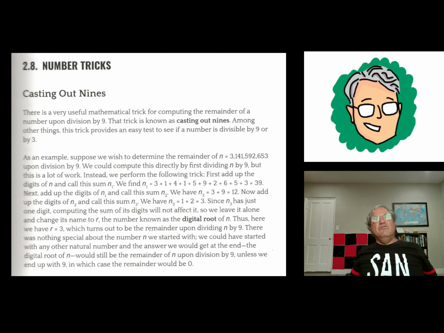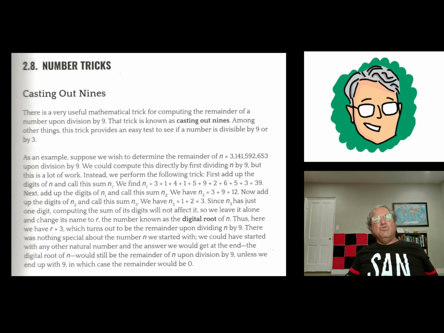3,141,592,653. Suppose we want to know whether that number is divisible by 9, and if it isn't, what's the remainder if you divide it by 9? Well, what we do is add up the digits: 3 plus 1 plus 4 plus 1 plus 5 plus 9 plus 2 plus 6 plus 5 plus 3. You can do that addition in your head, and you get 39. Then you do the same thing with 39.